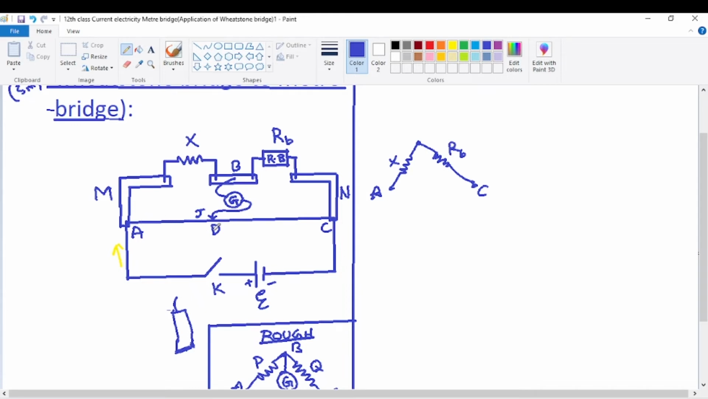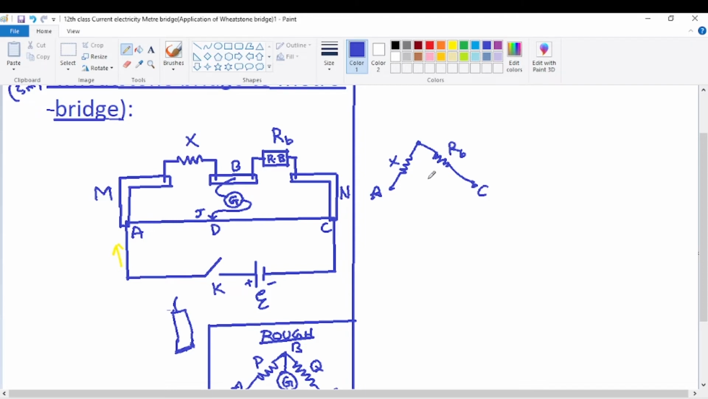If we take less than 1 meter, it means a decimal fraction comes. So to avoid decimal fractions, it's better to measure the total length of the bridge wire, 1 meter length, as 100 centimeters. Then this part AD will be less than 100 centimeters, something like 40 or 50, and this part DC will be the remaining length of the 100 centimeters.